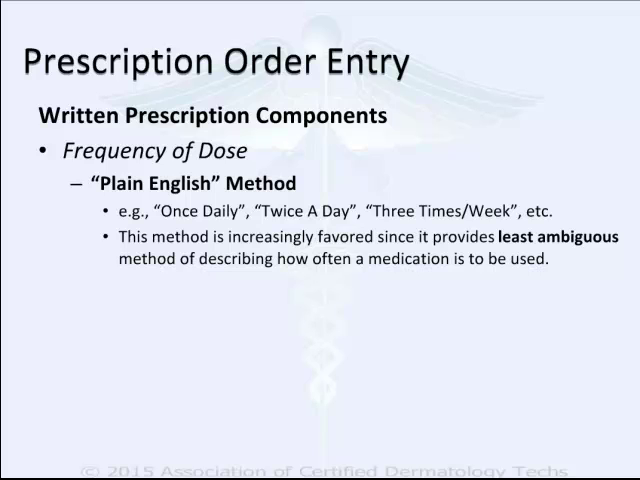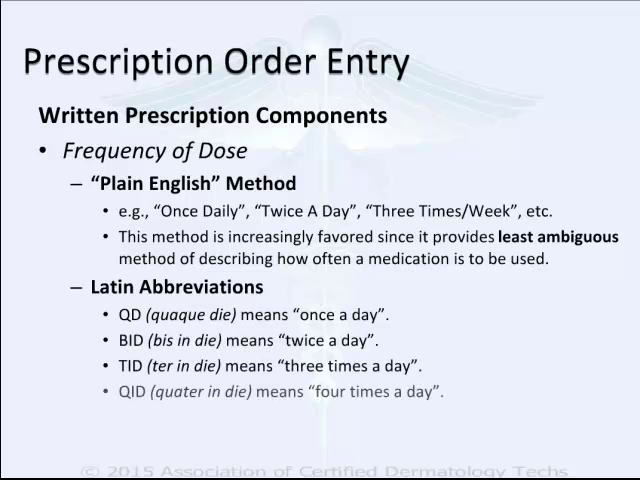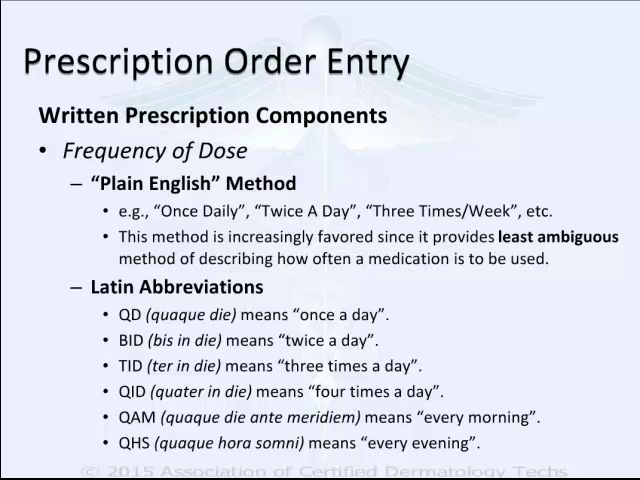The more traditional method is to use Latin abbreviations, the most common of which include QD, meaning once a day, BID, meaning twice a day, TID for 3 times a day, QID for 4 times a day, QAM, meaning every morning, and QHS, meaning every evening. While everyone working in medicine should recognize the significance of these abbreviations, it's again worth noting that these days it's entirely acceptable to instead just write out the frequency in plain English. That said, if anyone taking this course is interested in learning more about these various Latin abbreviations, a good resource can be found by clicking here on this Wikipedia page.